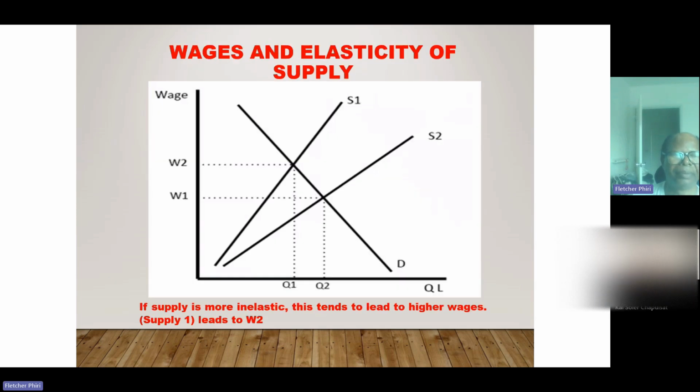Right, so there we are. Wages and elasticity of supply. You can see that if the supply is more inelastic, this tends to lead to higher wages, which leads to W2. Okay, so it's more inelastic here.